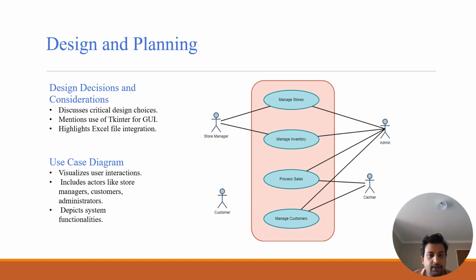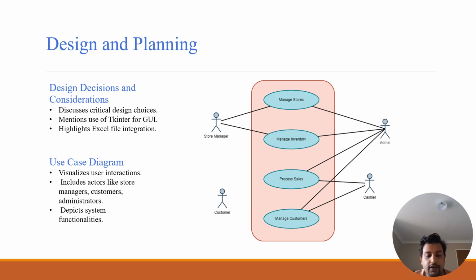Now let's talk about the design and planning. In this section, I am going to talk about design decisions and considerations, and the use case diagram. During this stage, we considered and decided upon several key aspects of the design: graphical user interface (GUI), data storage, and integration. A graphical user interface was used to create the system's user interface. The non-functional demand for a user-friendly interface was met in full by Tkinter, which provided a powerful framework for making such interfaces.